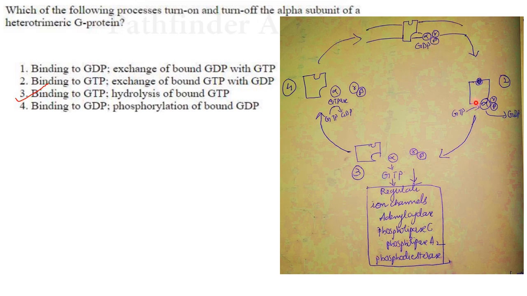Now when did the alpha subunit turn on? It's turned on once it got bound to GTP. So binding to GTP, that is correct. Exchange of bound GTP with GDP, it was turned off. It was not exchanged, it was the GTPase activity of the alpha subunit which hydrolyzed the GTP to GDP. So the third option, binding to GTP, hydrolysis of bound GTP, that is correct. So the answer here is option 3.